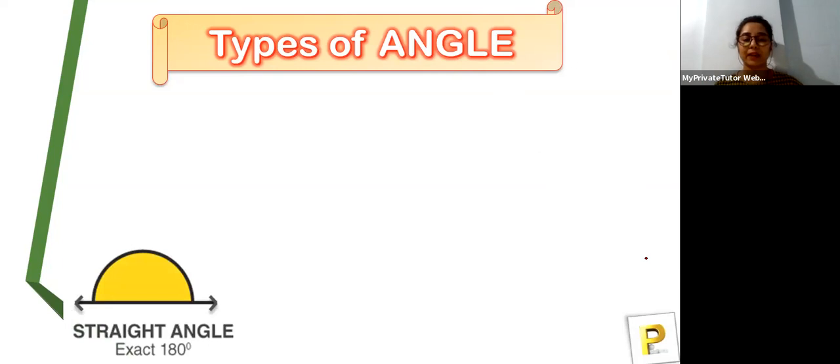Next we have a straight angle. What is a straight angle? We can also call it a straight line. A straight angle is 180 degrees. If we have a simple straight line, what will be the measurement of the angle of that line? That is 180 degrees.